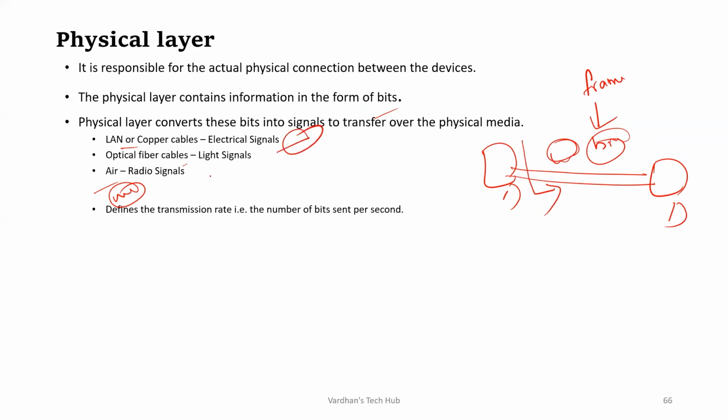And in case of signals over electric cables, it's an electrical signal. In case of optical fiber cables, it's a light signal. And in case of air, it's Wi-Fi, a radio signal. So it depends on the media you are using, and like that the data transfer will go further.